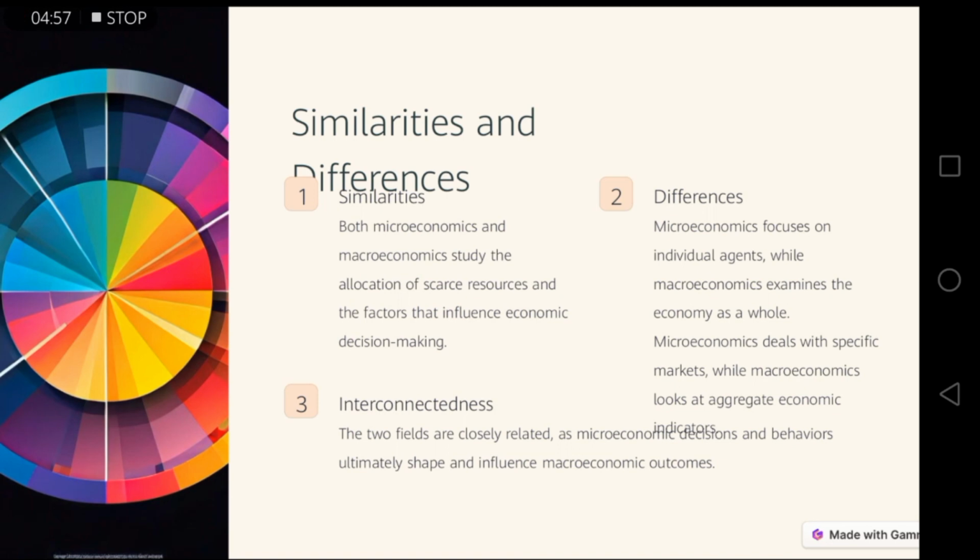Next are the similarities and differences. Similarities: both microeconomics and macroeconomics study the allocation of scarce resources and the factors that influence economic decision making, because the resources available to us are scarce. It doesn't matter whether we are dealing with macroeconomics or microeconomics, they both deal with using scarce resources to get maximum utility at the individual level, the firm level, or the whole aggregate level.